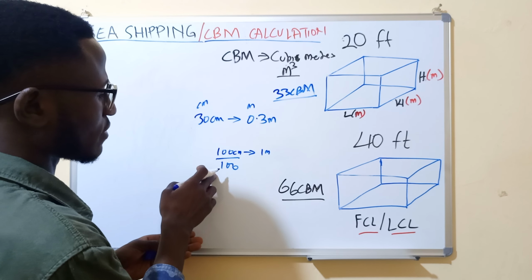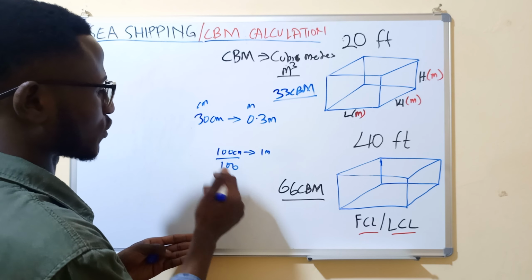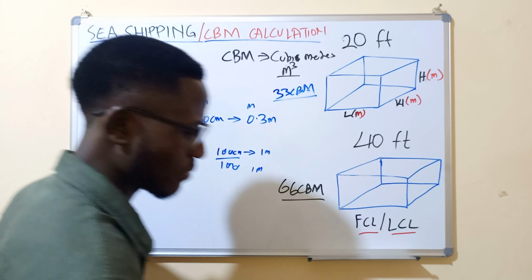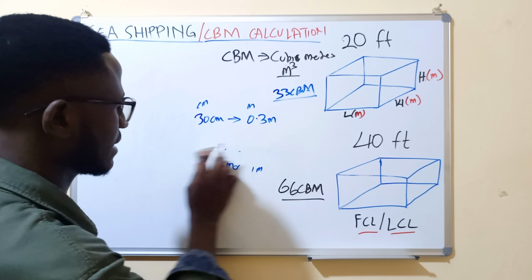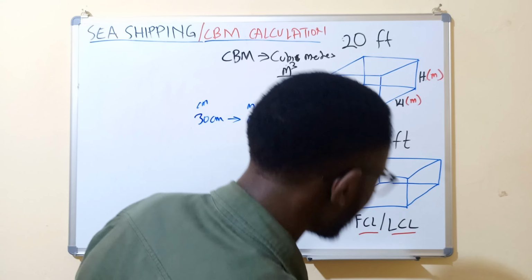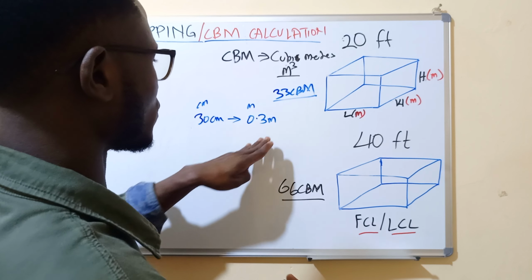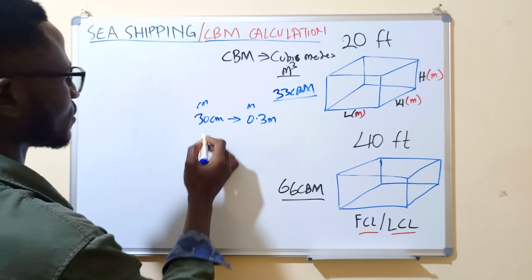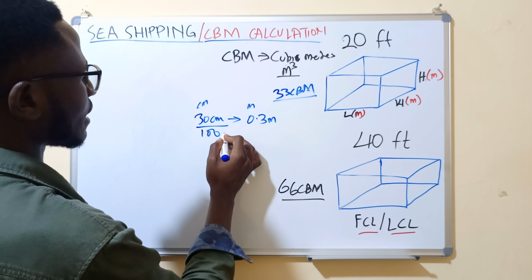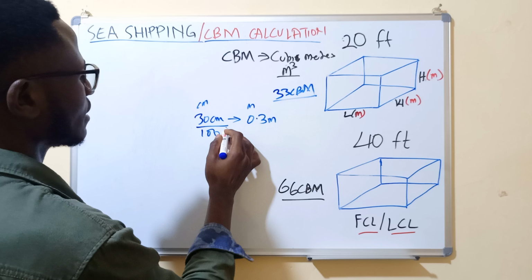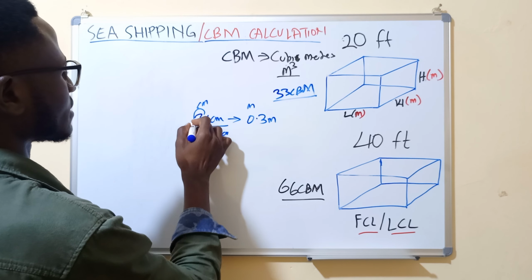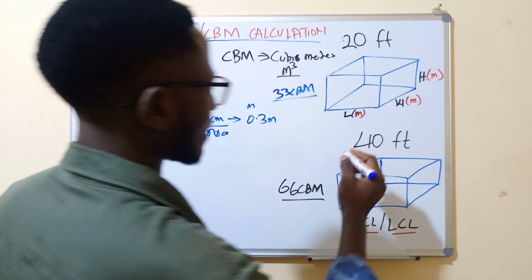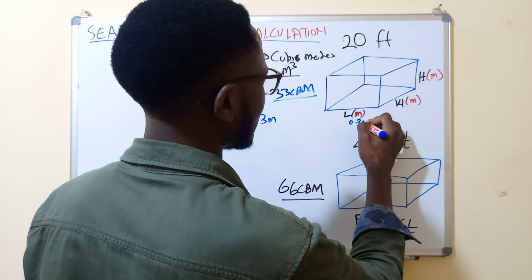So if you want to get one meter here, we divide this, and then we shall remain with 1 meter. Let me not confuse you. Let me put it straightforward. 100 centimeters equals 1 meter. Does that make sense? Yes. For us to get 0.3, we shall divide here by 100 centimeters. Cross this out, then we should be able to get 0.3 meters. Simple.